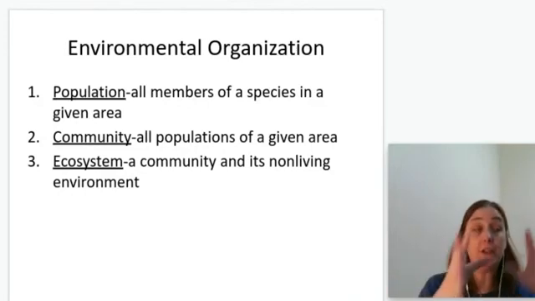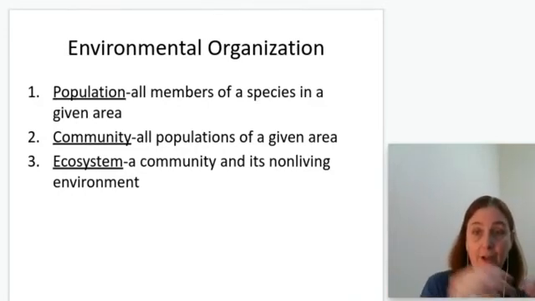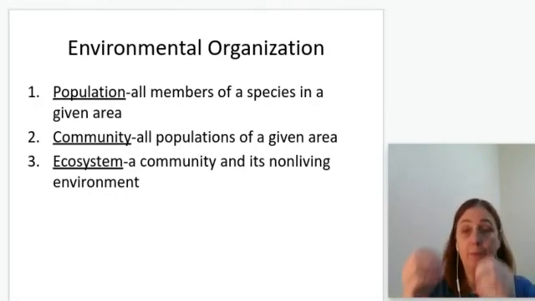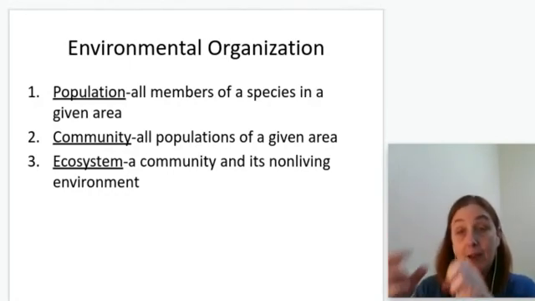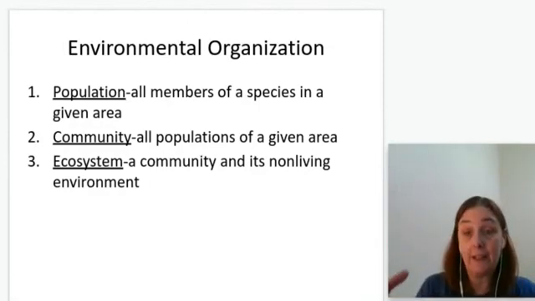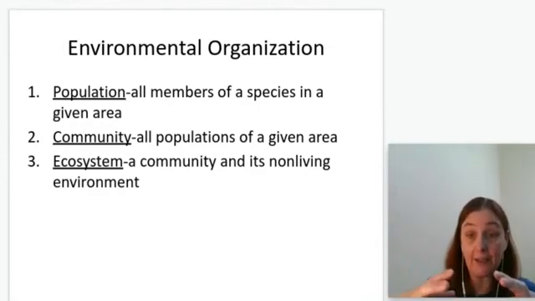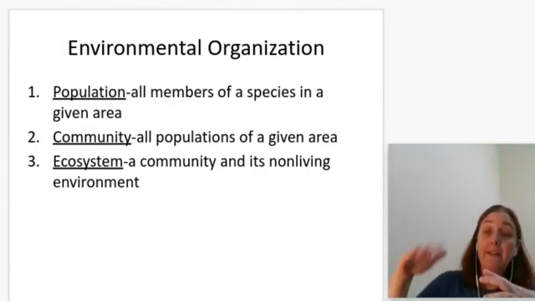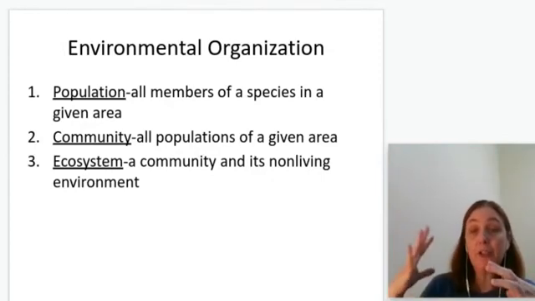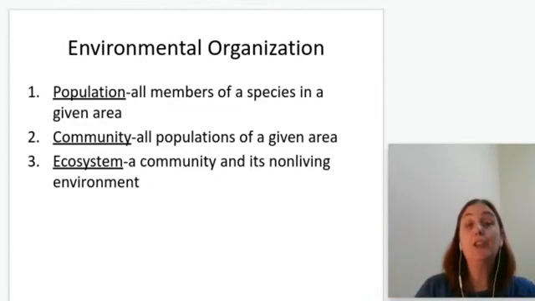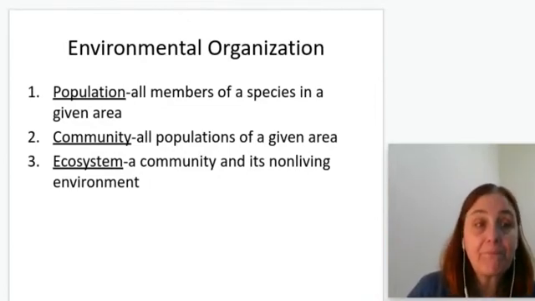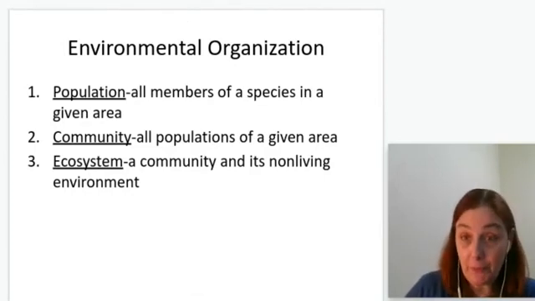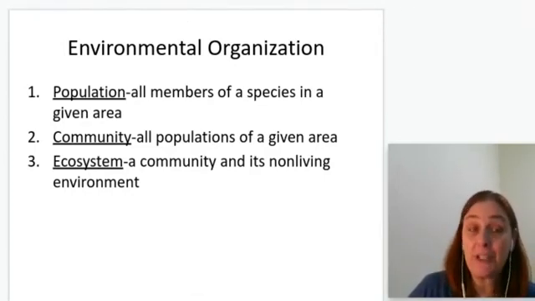Okay, so population, all the white-tailed deer in New York. Community, all the white-tailed deer, all the raccoons, all the bunnies, all the plants, all the coyotes, all the wolves, all the living things, all the separate populations all together is a community. When you add in the air and the sun and the water and the temperature and the pH and the pollutants and all that stuff, you have an ecosystem. Okay. All right. So those are the basic three that you need to know about a particular area.